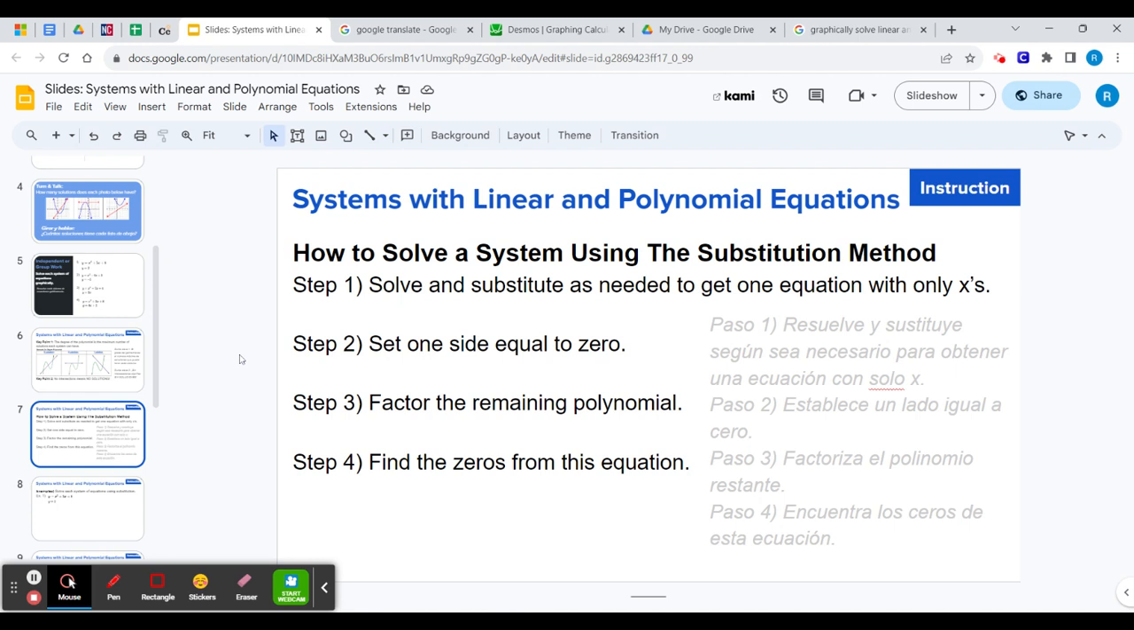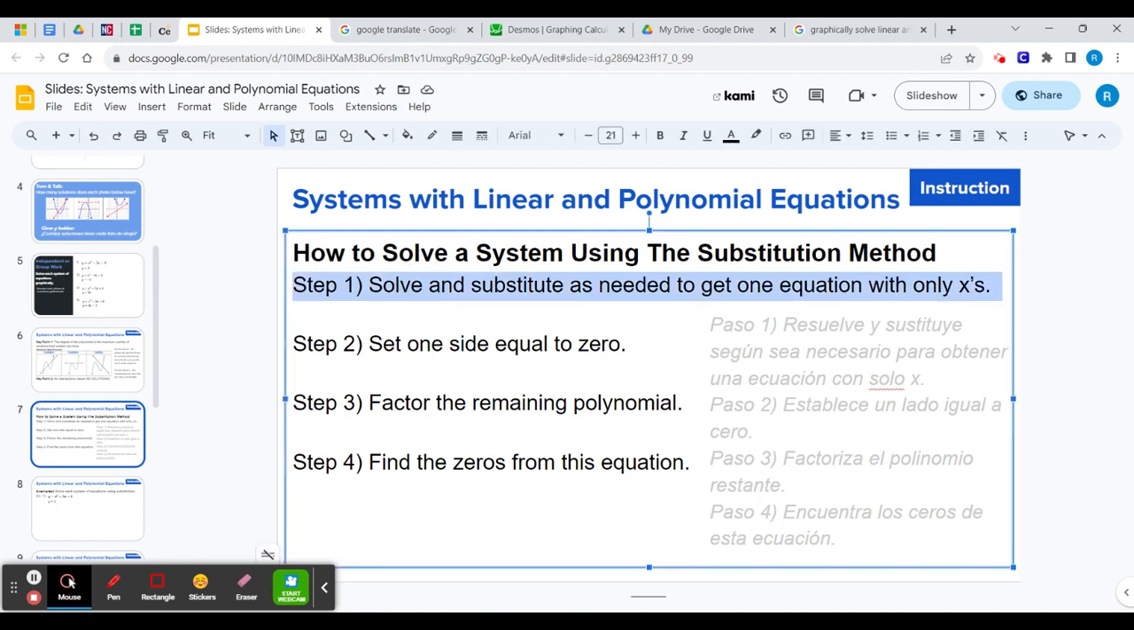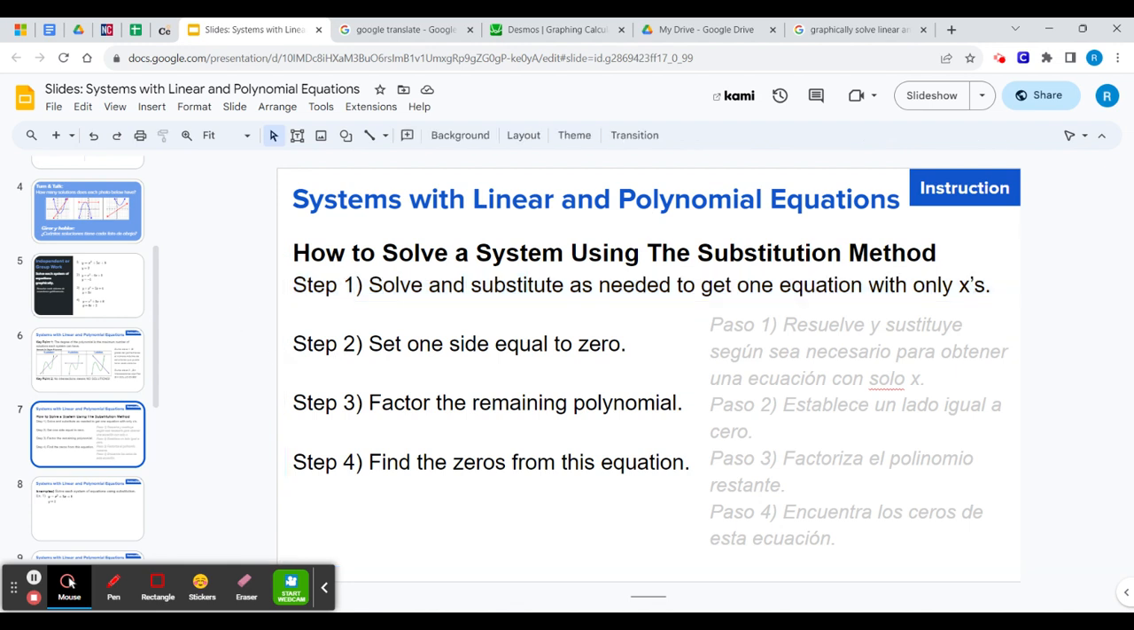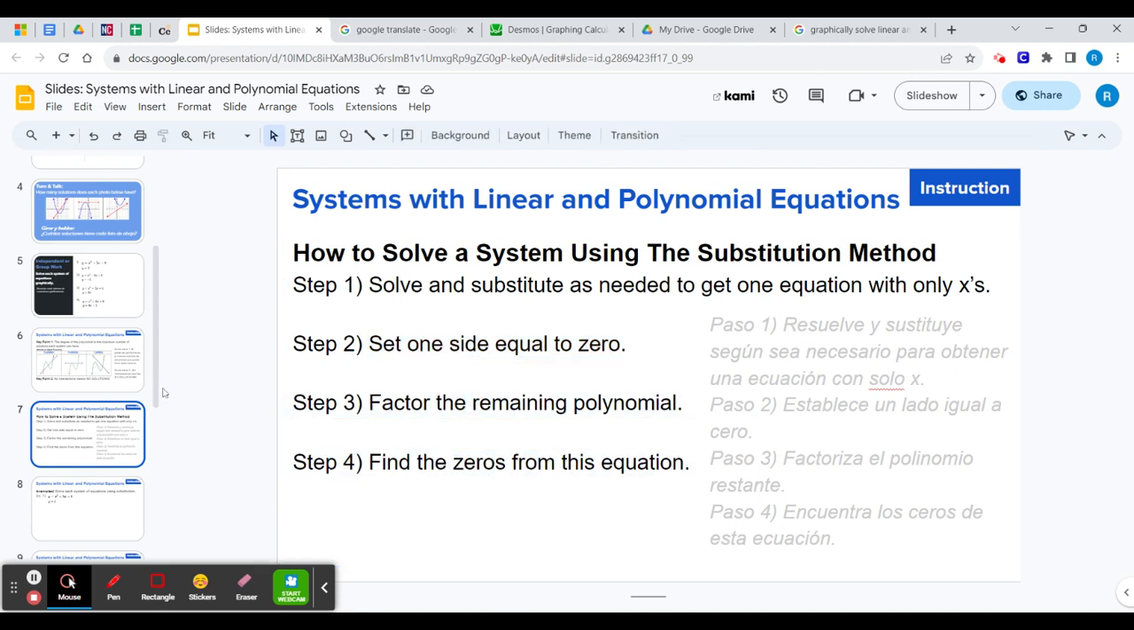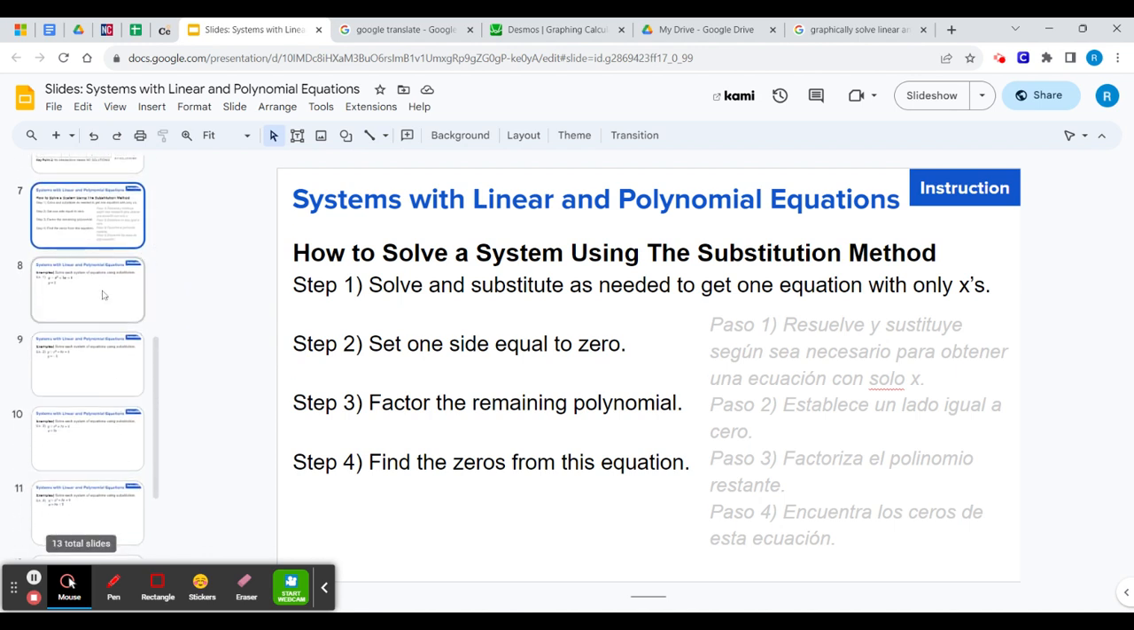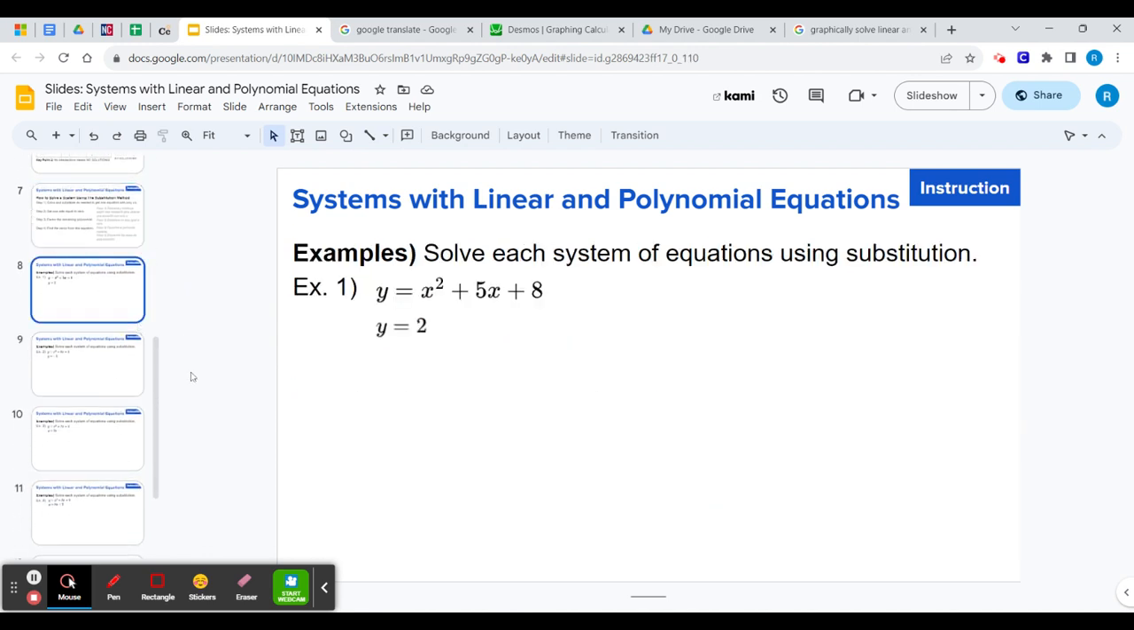To solve these algebraically, it is going to follow a slightly different process than what we did yesterday. It starts the same, where we solve and substitute as needed to get one equation with only x's. So you're going to isolate y's and plug in those y's. Then we set one side equal to 0, and we tie in the skill we did with factoring and finding zeros. We'll factor that remaining polynomial and find the zeros from that equation. Let's see how this plays out in an example problem.